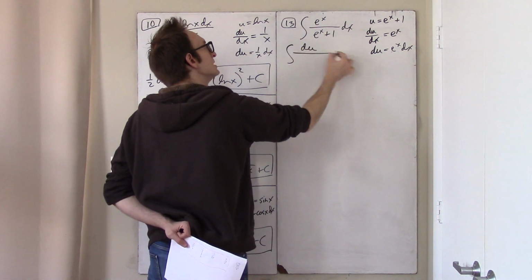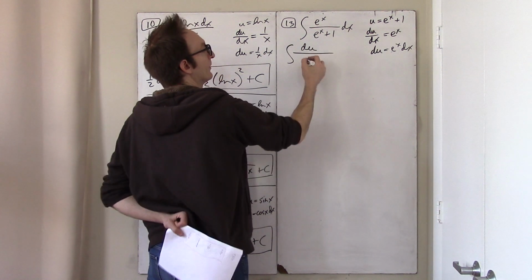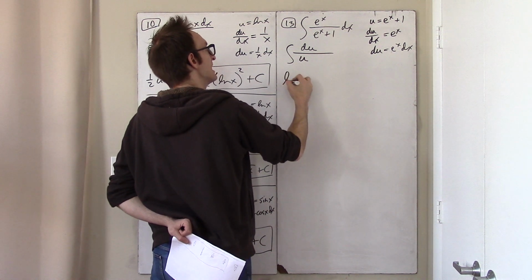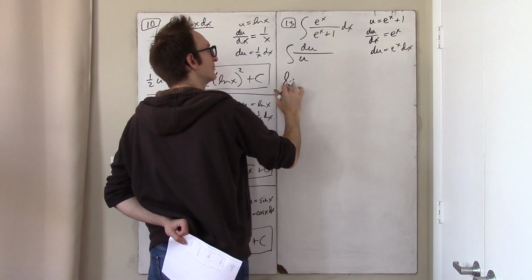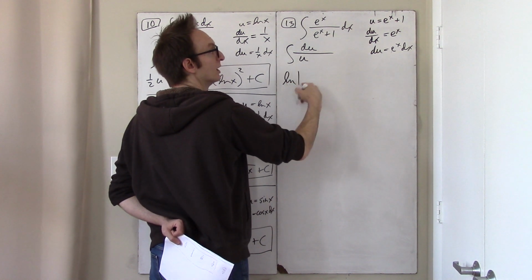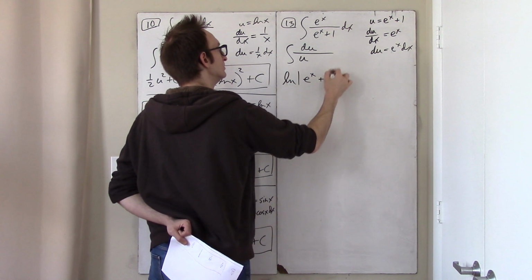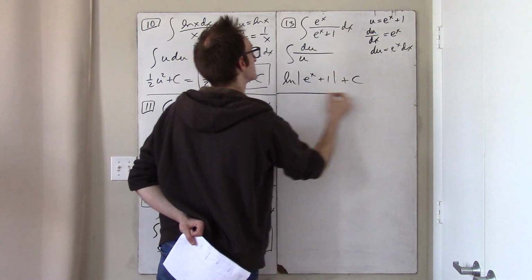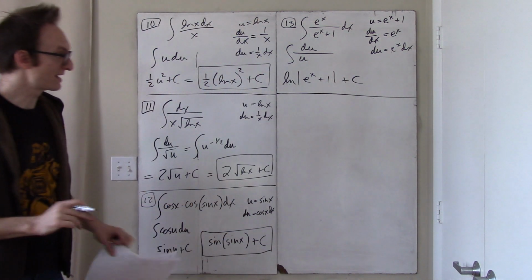So this is du over, well, just u. So answer, ln absolute value u, so ln absolute value of e to the x plus 1, plus c. And I don't think there's any way to simplify that anymore.